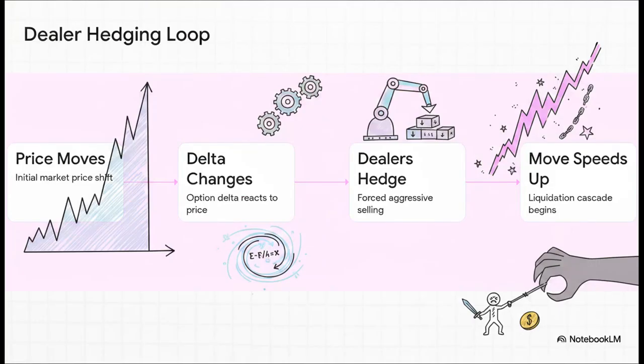You really need to internalize this dealer hedging loop. It goes like this. Step 1, the price moves. Step 2, delta changes. Step 3, dealers are mechanically forced to hedge. And step 4, the move violently accelerates. The average retail trader is constantly getting shaken out of perfectly valid macro theses simply because their execution is way too crowded. Honestly, you are fighting the literal mathematical plumbing of the market, and you will lose.